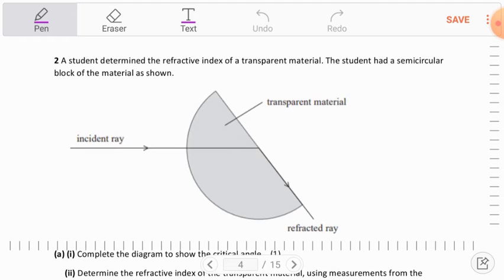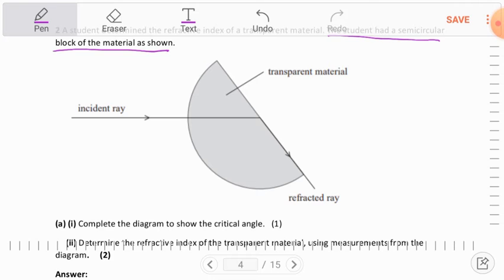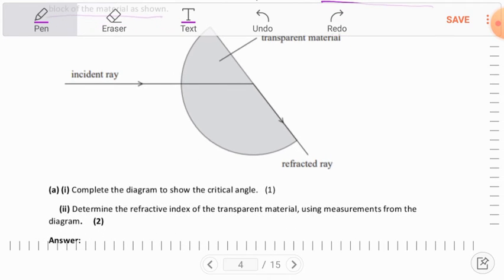Question number 2 says a student determined the refractive index of a transparent material. The student had a semicircular block of the material as shown. There we can see that a ray is incident onto the material and it is moving out of the material, and a refracted ray is seen. So we need to complete the diagram to show the critical angle.